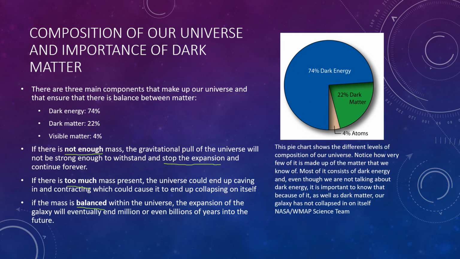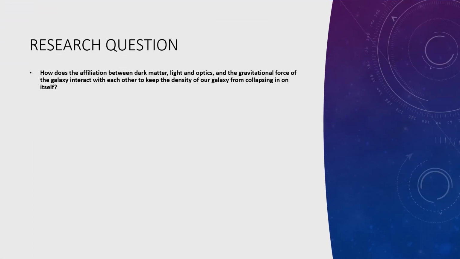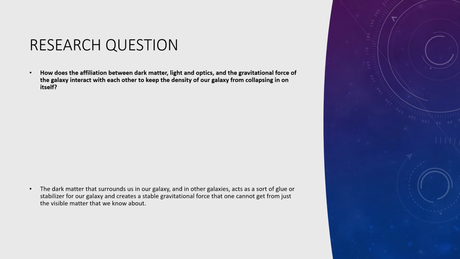And here's the composition. You have 74% dark energy, 22% dark matter, and 4% atoms. So it just shows you that we don't really know much about our galaxy. It's still all new. So here we are back to our research question, the affiliation between dark matter, light, and gravity, and how it keeps our galaxy from collapsing in on itself.